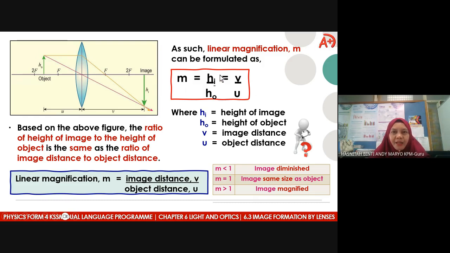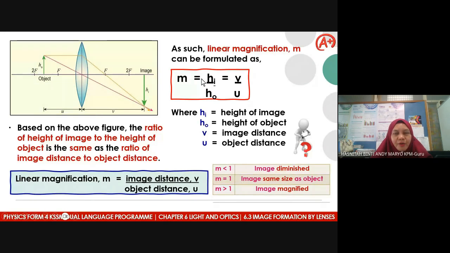So we can apply this formula: M equals HI divided by HO. And students, this is the second ratio we can use. Based on the figure, the ratio of the height of the image to the height of the object is the same as the ratio of the image distance to the object distance. So this is the second formula: linear magnification is also defined as the ratio of image distance V to object distance U.